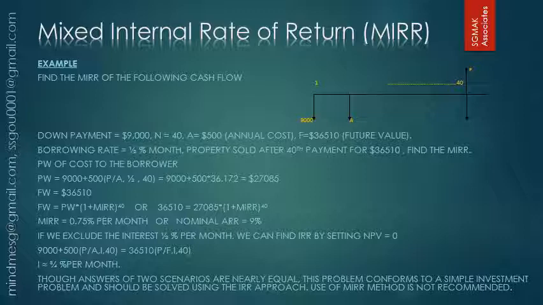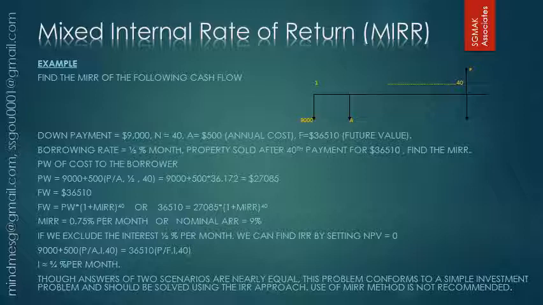But this is a simple cash flow: we've got an inflow to the project followed by just one outflow. So if we do that, we can solve it just as an IRR, and you can exclude that 0.5% borrowing rate. By just setting net present value equal to 0, we get an IRR of close to 0.75%, or 9% APR nominal. So we get both nearly the same answers.